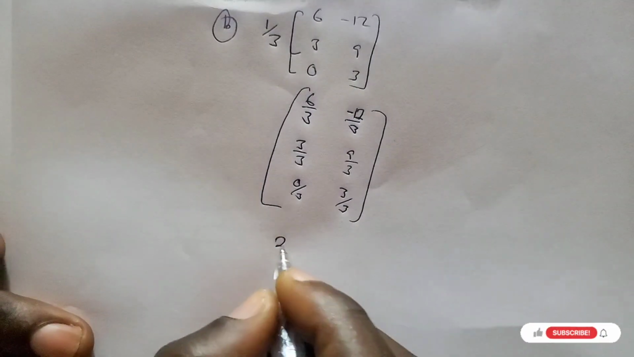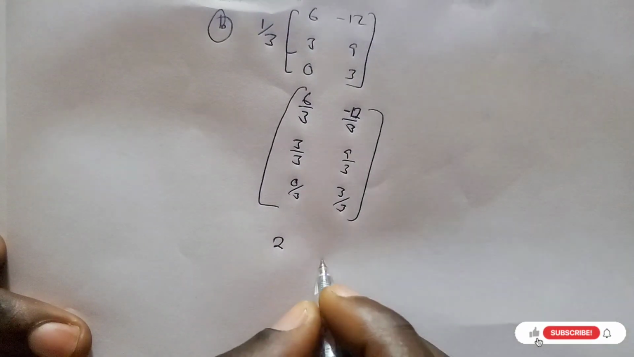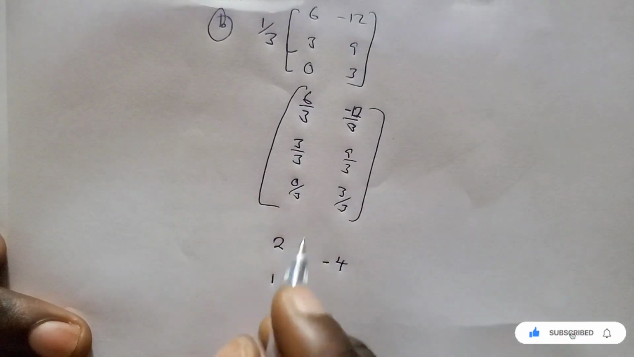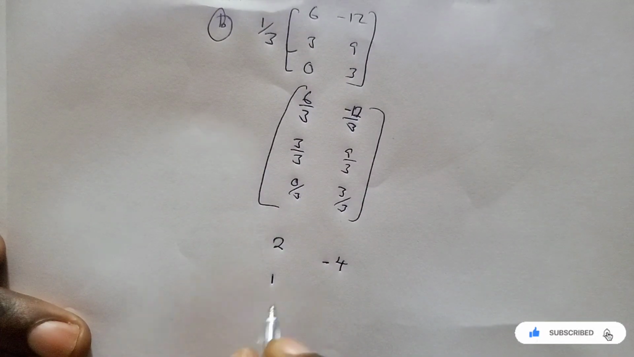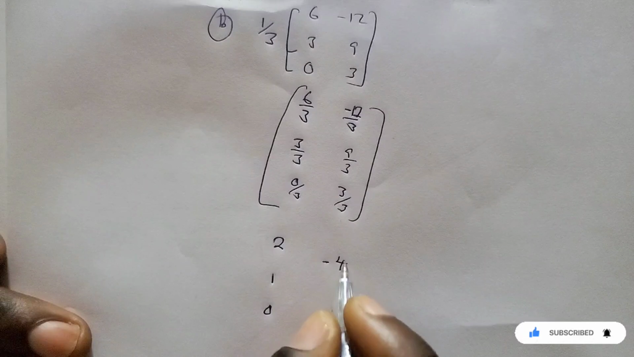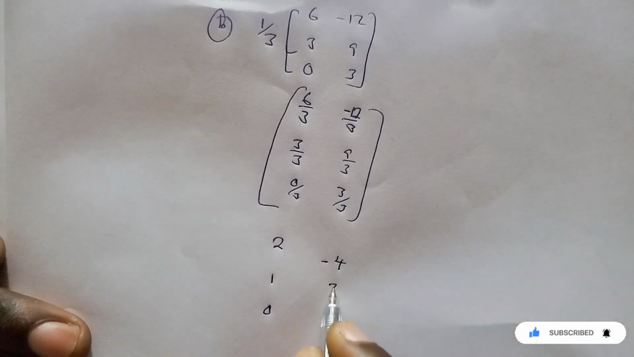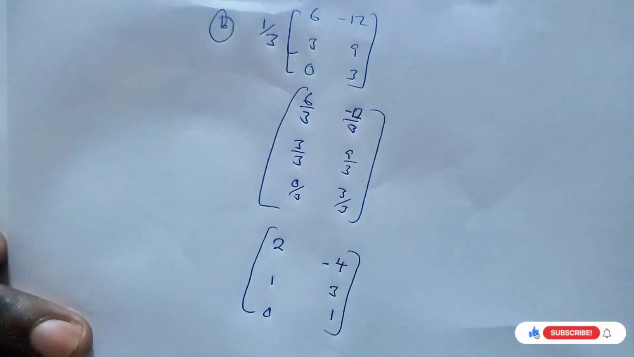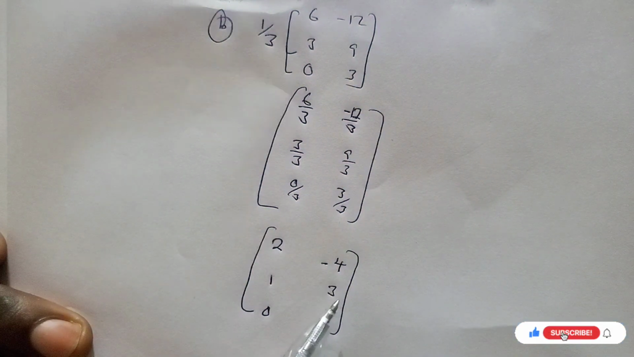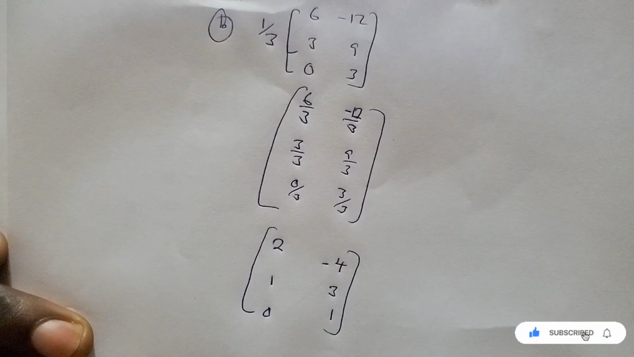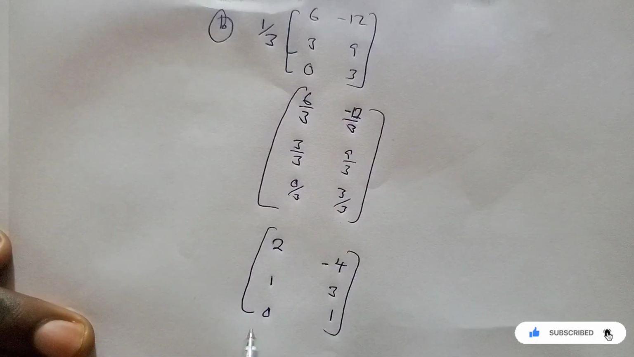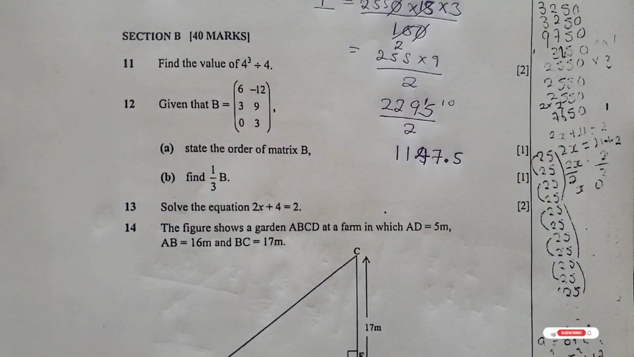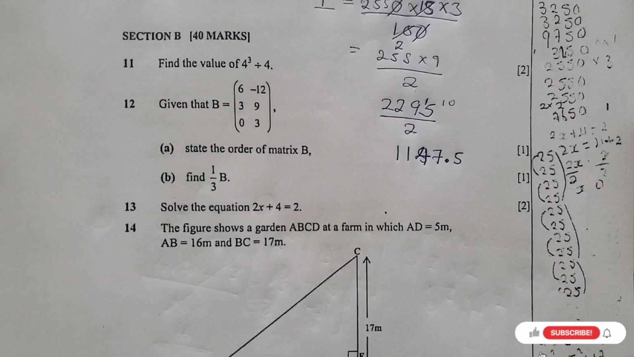3 into 6, 2. 3 into negative 12, negative 4. 3 into 3, 1. 3 into 0, 0. 3 into 3, 1. 3 into 9, 3 here. So this is the final answer: 2, negative 4, 1, 3, 0, 1. This is the answer, my good friends. We proceed to question 13.